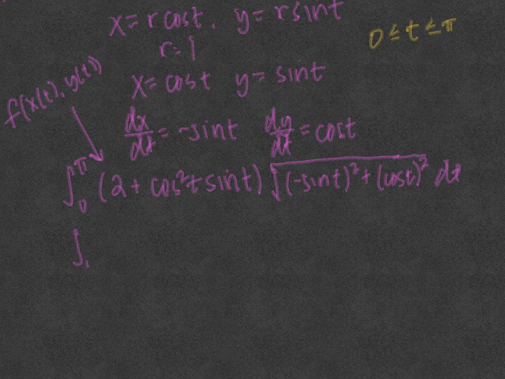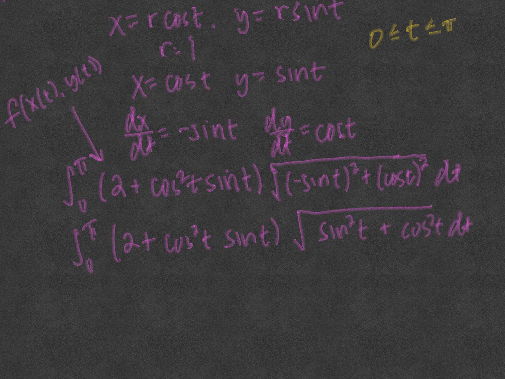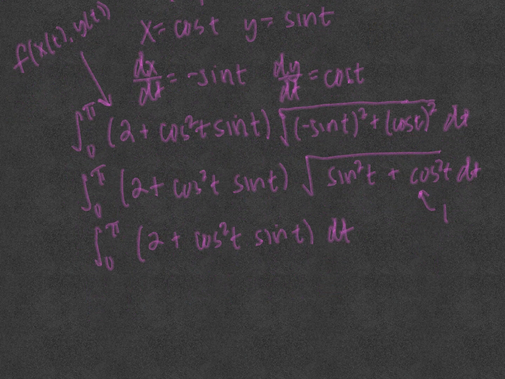So we're going to say the integral from 0 to pi, we have 2 plus cosine squared t sine t, the square root of sine squared t plus cosine squared t dt. So we have the integral from 0 to pi, 2 plus cosine squared t sine t. Now, the square root of sine squared plus cosine squared is 1, and the square root of that is 1, so we're just going to put dt, because this becomes the number 1.